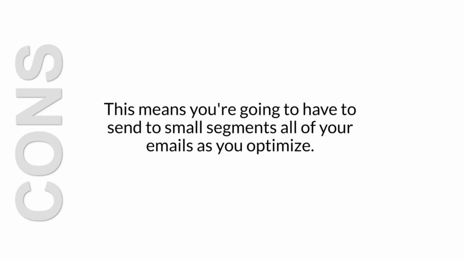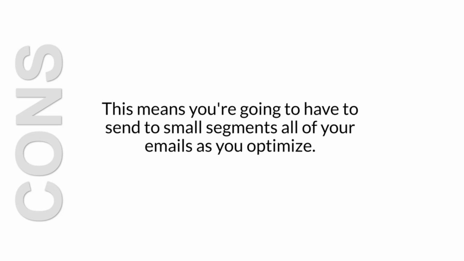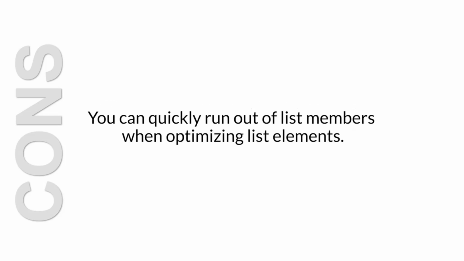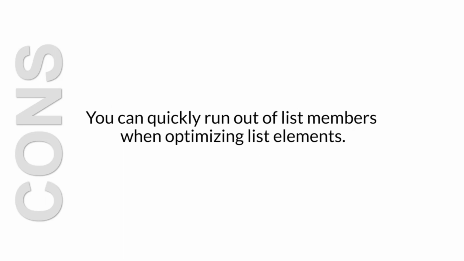This means you're going to have to send to small segments all of your emails as you optimize. This can be a serious problem because if your list is fairly small, you can quickly run out of list members when optimizing list elements. This drags out your timeline for optimization.